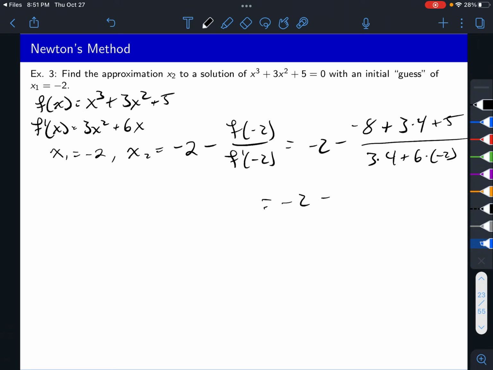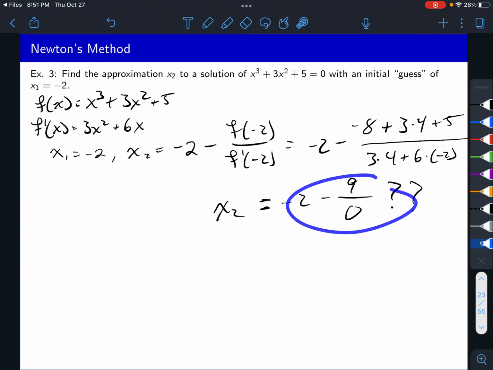So we get -2 minus, was that 12? 4, the 9 up top, and then this is like 12 minus 12, so we get a 0 on the bottom. So this is immediately bad because we're dividing by 0 right here. So this is a problem. All right, so what's going on here? Obviously this is undefined, this just does not work in this case. And so why does this not work?